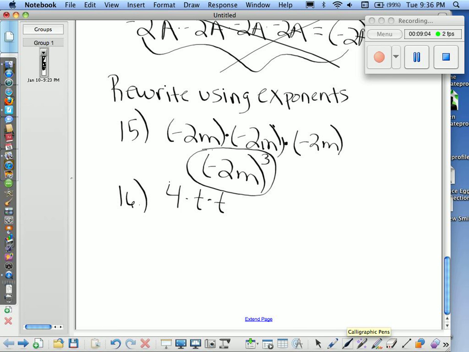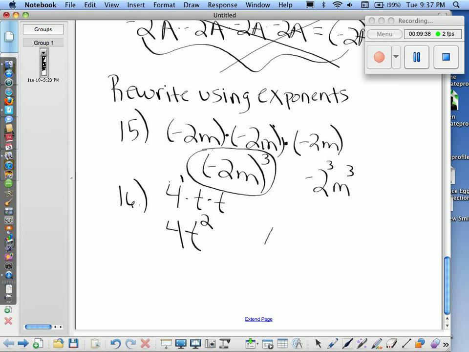However, in 16, 4 is being repeated 1 time, and t is being repeated 2 times. So in number 15, -2 is repeated 3 times, so you also could have written this, and m was being repeated 3 times. Okay, that would have been the same thing.